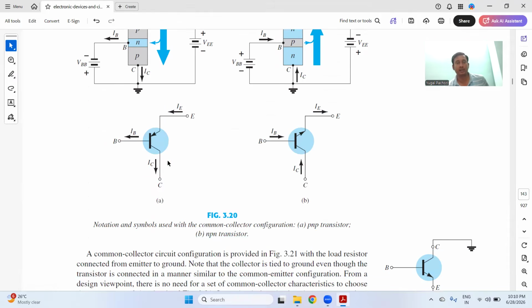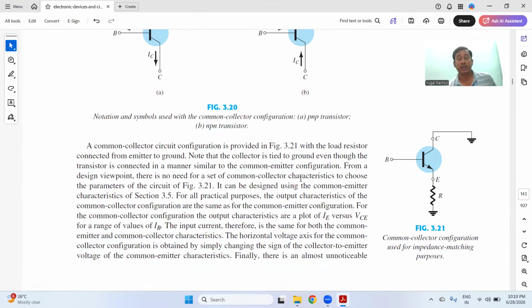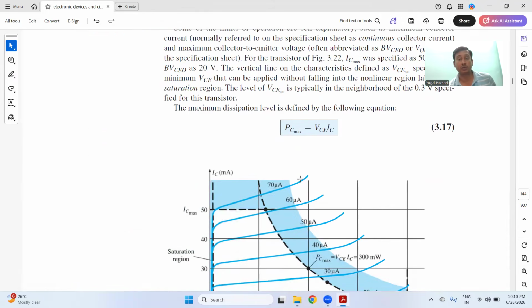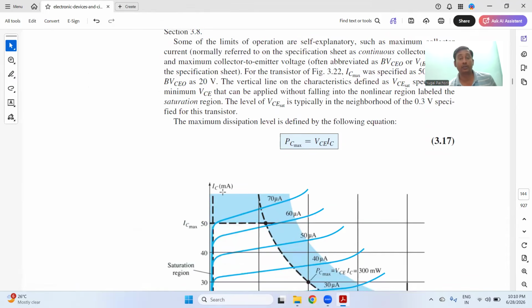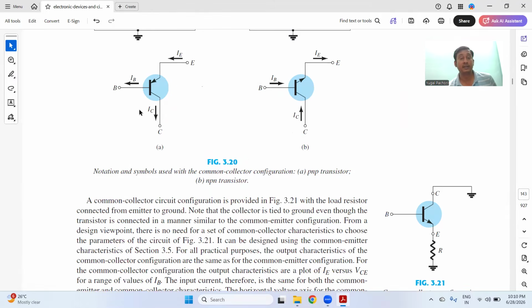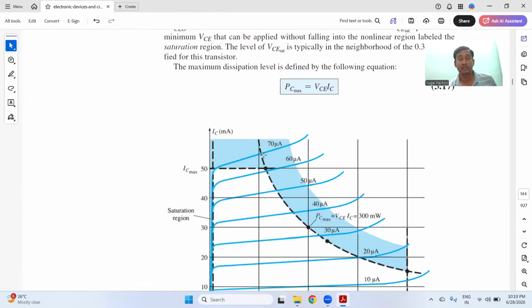So this is the symbol of NPN in common collector mode, and this is how the characteristics look. See, the input current is IB. This is something different.